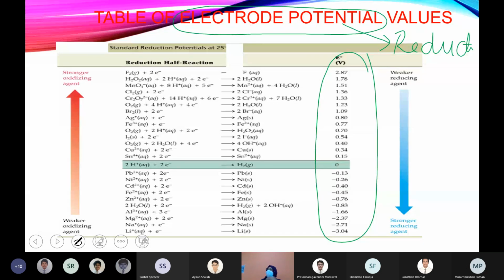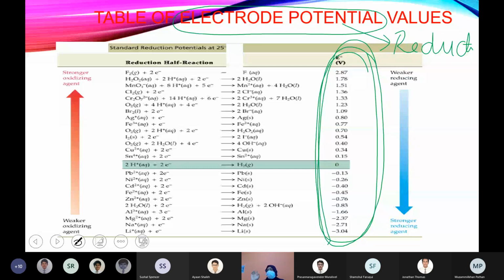A positive value of reduction means they are happy to undergo reduction. That's why the value is positive. If the electrode potential is positive, then the tendency of reduction is more. If the value is negative, they have less tendency to undergo reduction, which means more tendency to undergo oxidation. It has a tendency for oxidation only when it's negative. See, the electrode potential value is given as their reduction potential. So if the reduction potential is positive, they will undergo reduction.